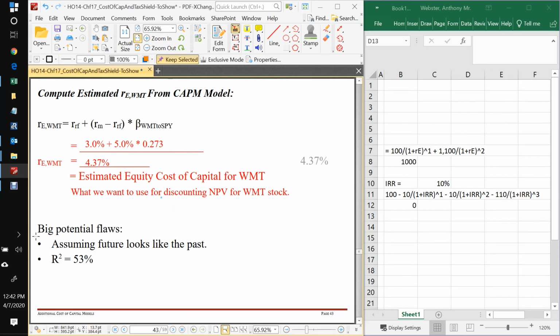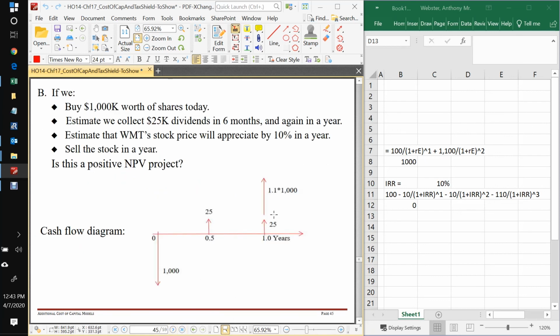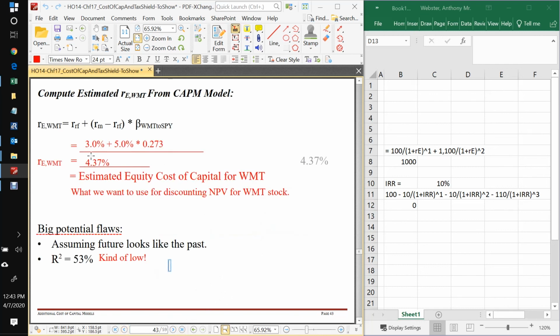And remember, I gave you that warning on the prior page that the R squared is 53%. That's kind of low. And as always here, everything we've done going into this model is assuming the future looks like the past, which is very often, as we know, a bogus assumption. Okay, so that's part A. So we were able to estimate the equity cost of capital.